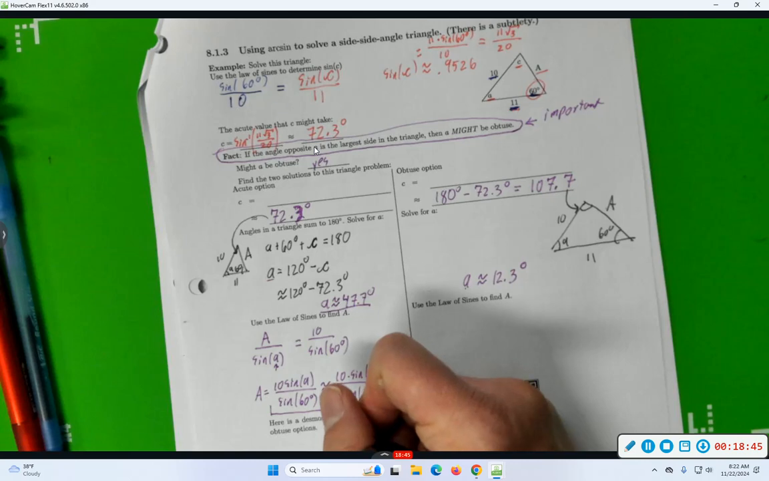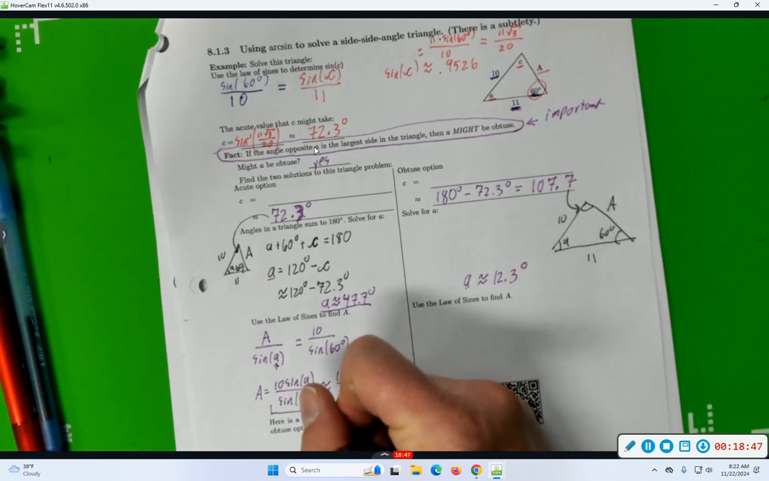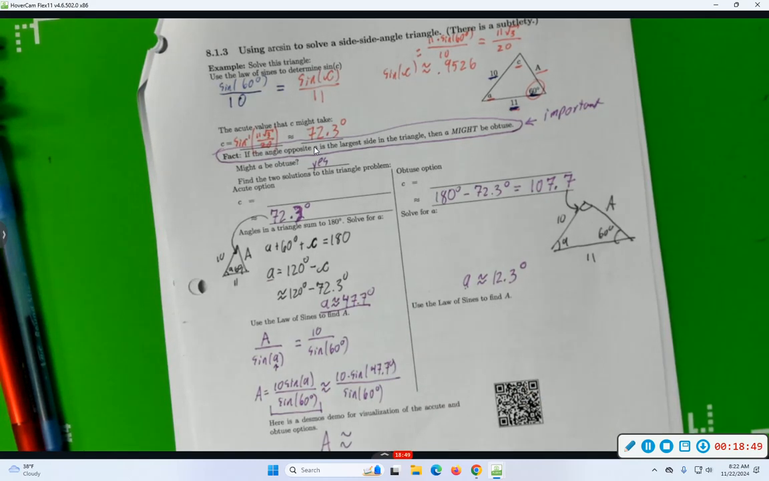But in the meantime, I think I've stalled long enough. In the acute option, what is A, give or take?